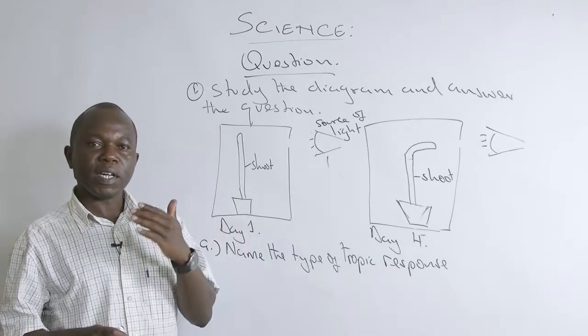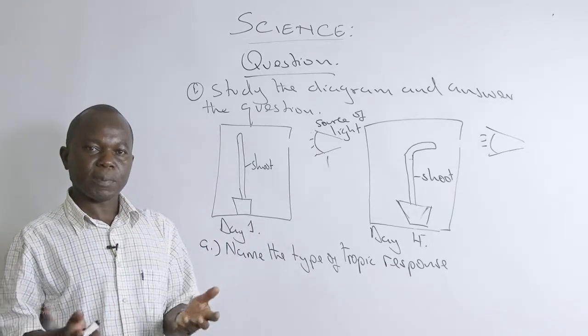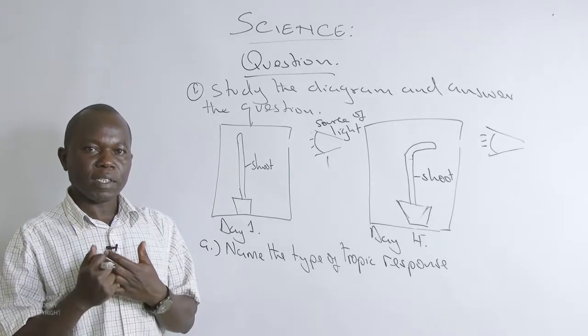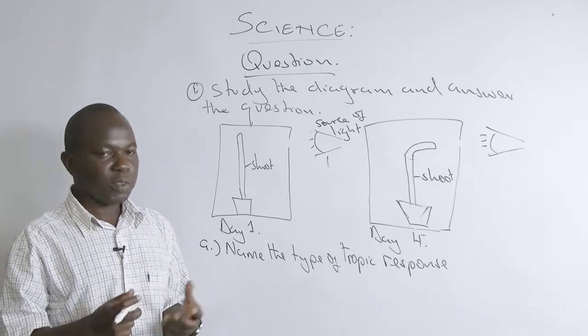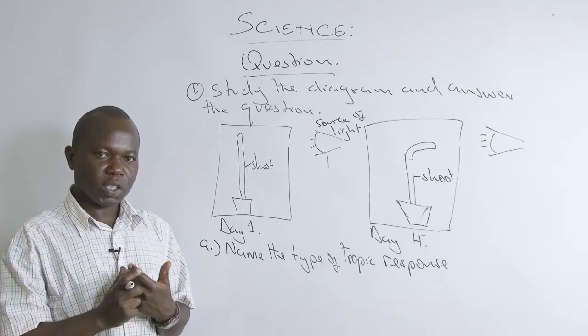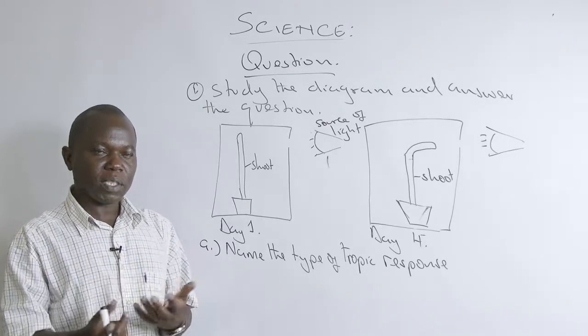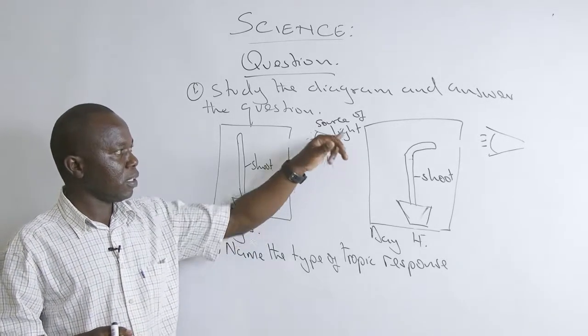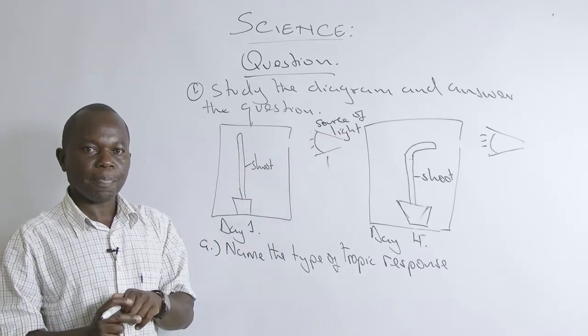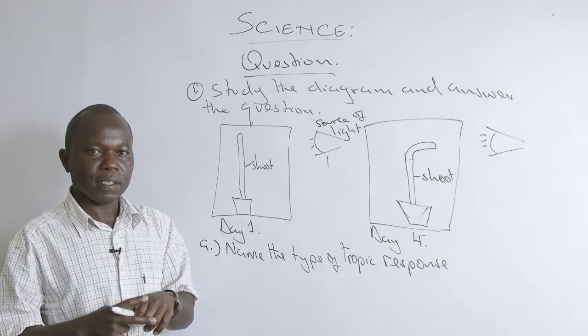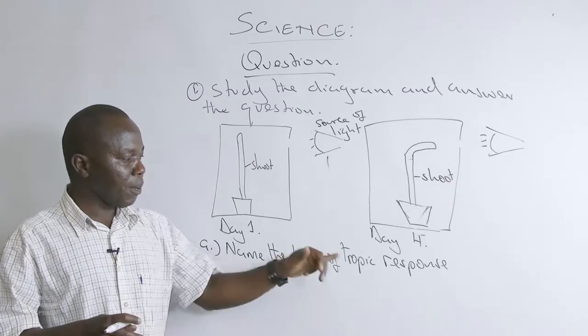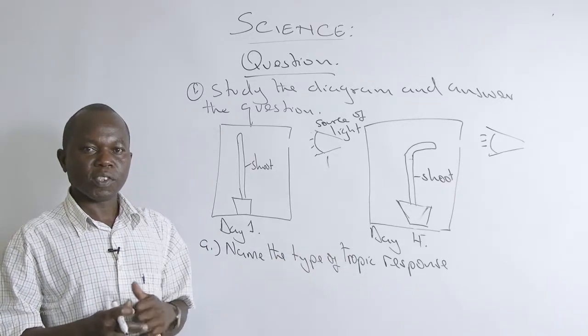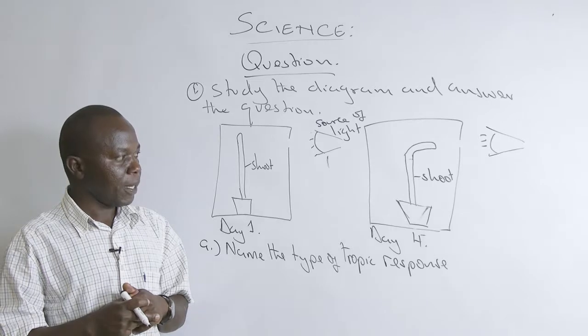Now we have said for us to identify the tropic response, identify the stimulus. What is the stimulus? What is causing change? Or what is the change in the environment? The change in the environment is light. Stimulus is light. Therefore, this type of response is called phototropism.